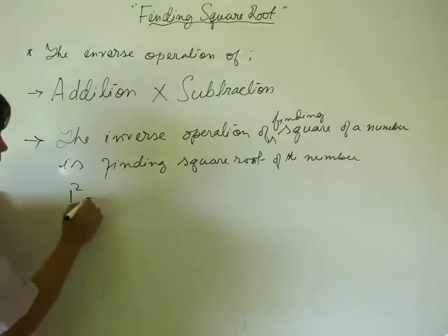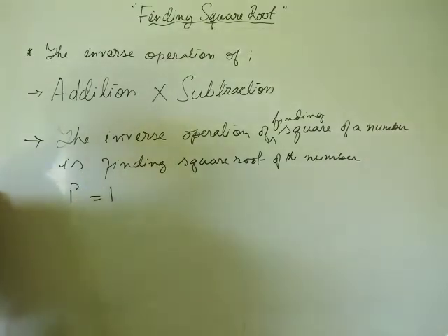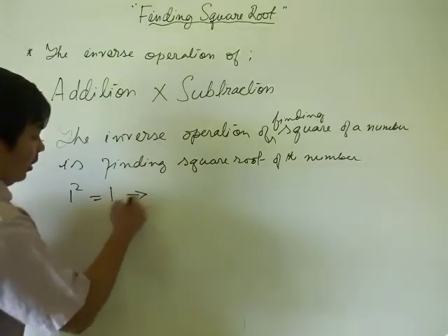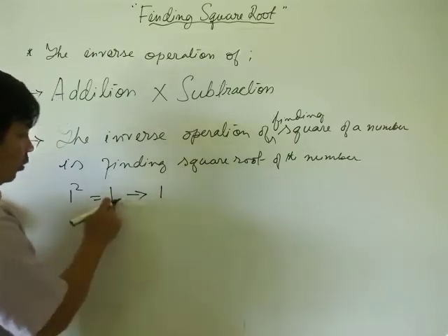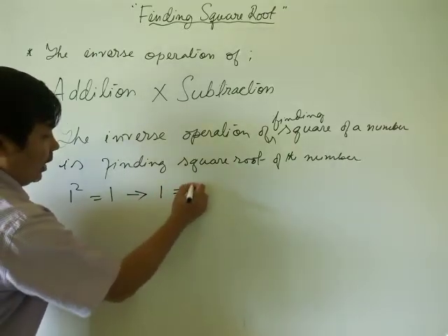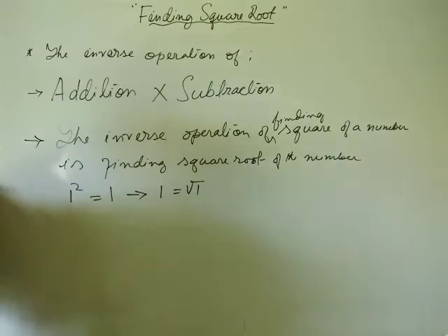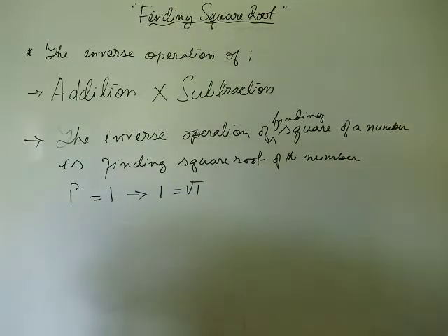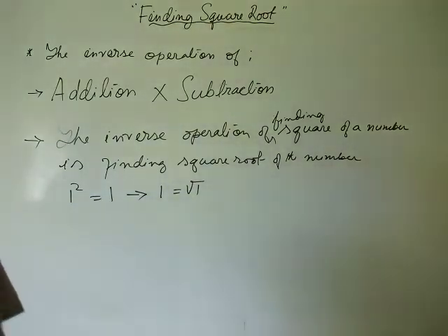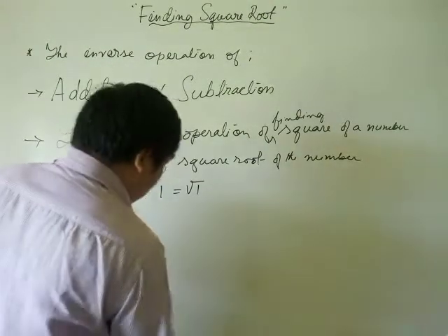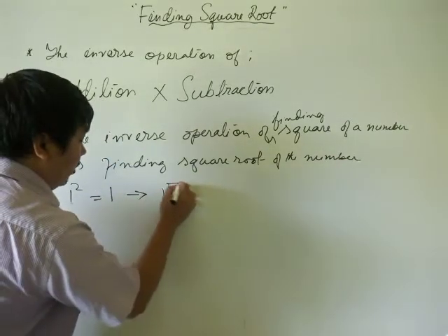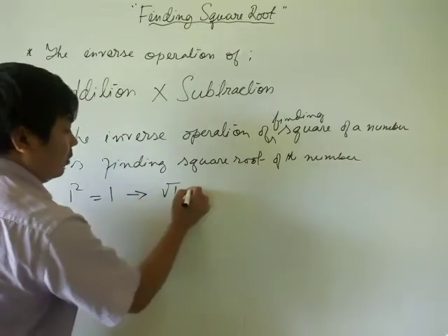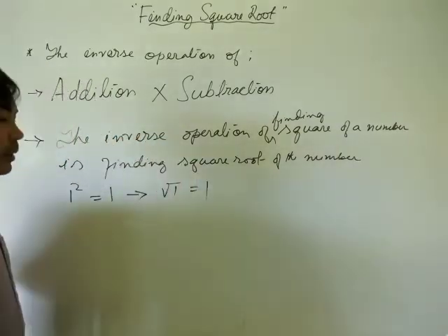For example, let us see the square of 1. Square of 1 is 1. Understand? And now the 1 can be written as the square root of 1. Or we can write like this: square root of 1 is 1. Means root over 1.